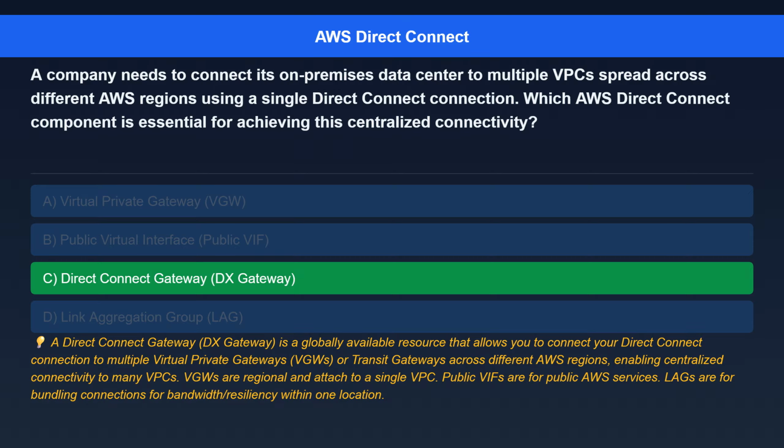The correct answer is Direct Connect Gateway, DX Gateway. Here's the explanation. A Direct Connect Gateway, DX Gateway, is a globally available resource that allows you to connect your Direct Connect connection to multiple virtual private gateways, VGWs, or transit gateways across different AWS regions, enabling centralized connectivity to many VPCs. VGWs are regional and attached to a single VPC. Public VIFs are for public AWS services. LAGs are for bundling connections for bandwidth/resiliency within one location.